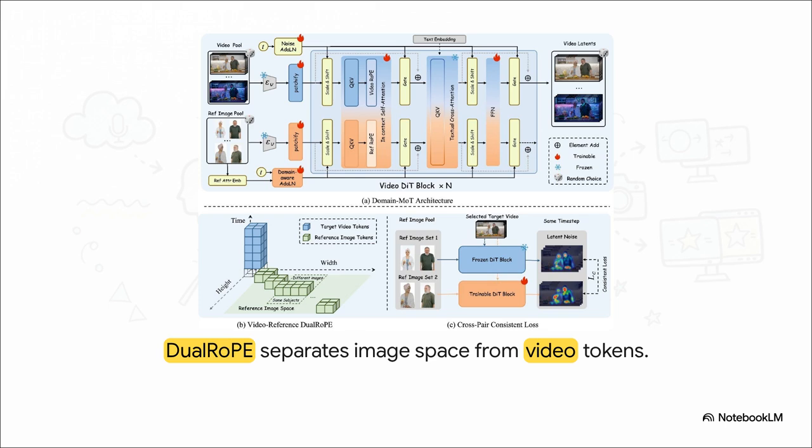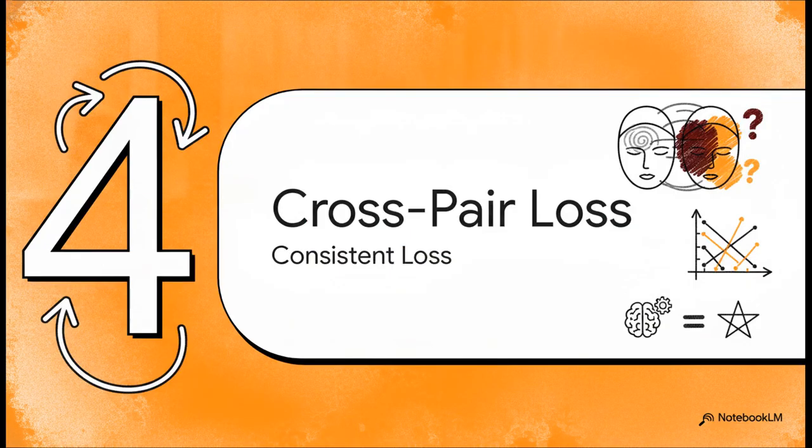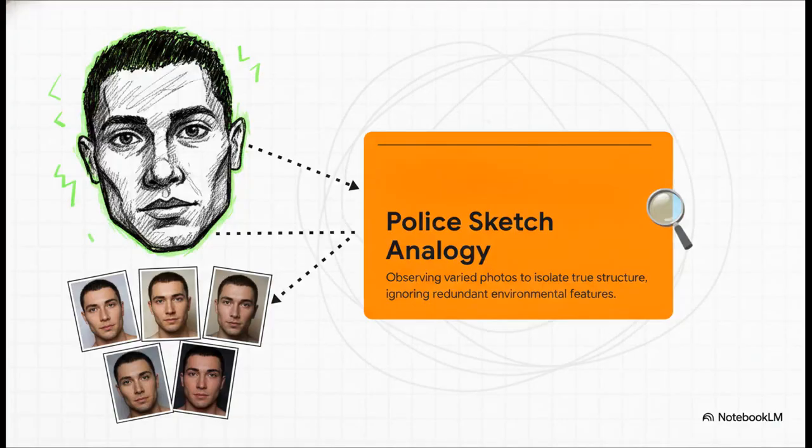It is a wildly brilliant, elegant solution to achieving multi-subject spatial control. All right, section 4, cross-pair consistent loss. Okay, so we have our decoupled architecture built, and we have our spatial disentanglement sorted out. But here's the reality of machine learning. An architecture is completely useless without the right training strategy to back it up.